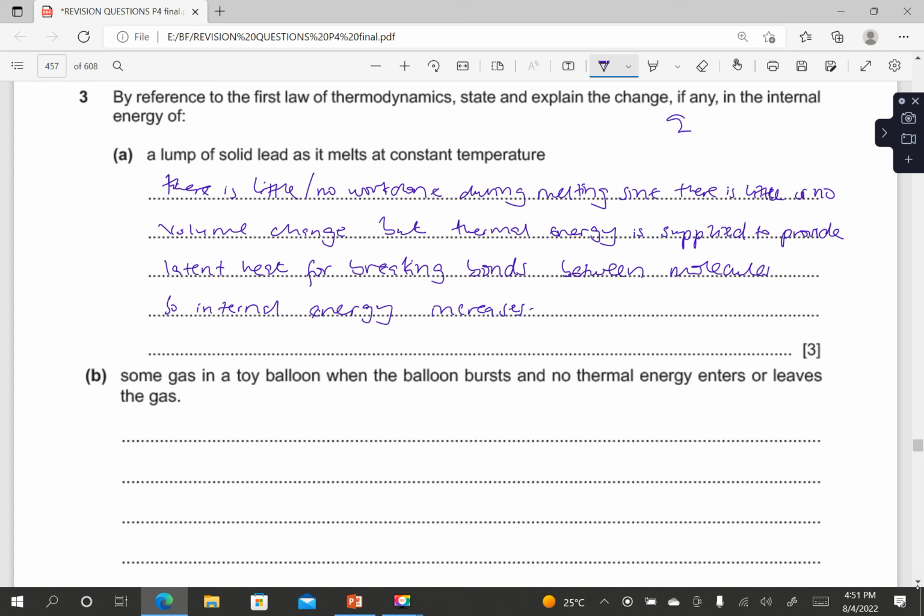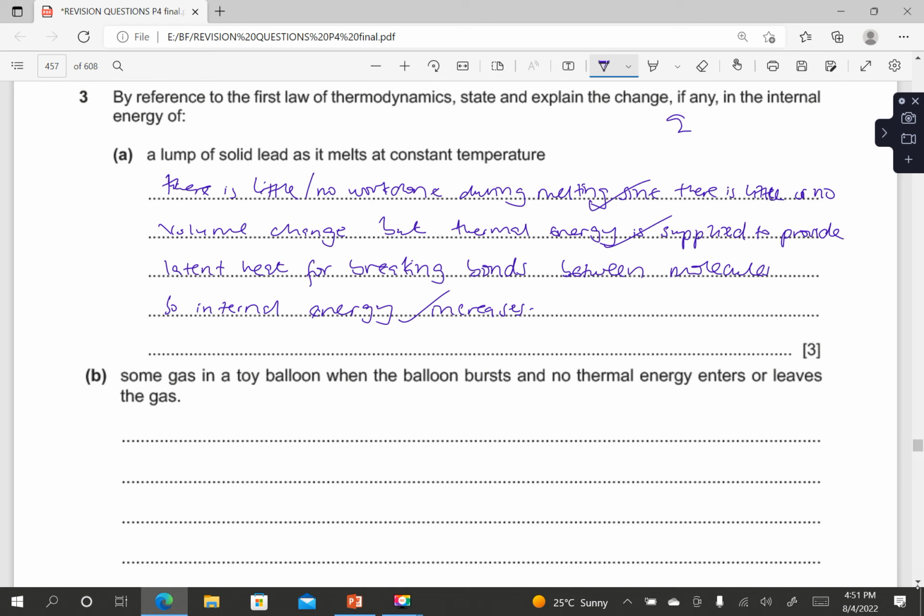As simple as that. When you talk about there being little or no work done because of almost no change in volume, it tells us that the thermal energy supplied goes into breaking the bonds. Because Q is added, there's an increase in internal energy, even when it is latent heat, because it doesn't change the temperature.